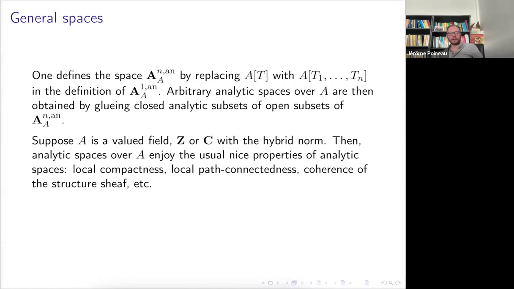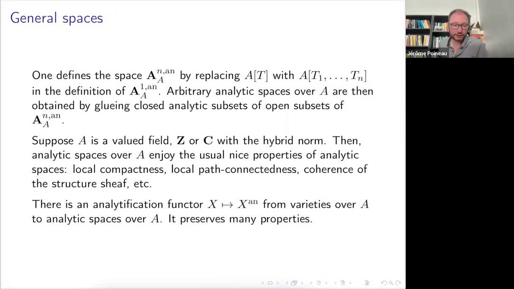Okay. And in the cases I mentioned before, valued field, Z, C with the hybrid norm, the analytic spaces have all the nice properties you expect: local compactness, local path connectedness, coherence of the structure sheaf, and so on and so forth. Something also very useful for us: there is an analytification functor from varieties over A, schemes of finite type if you want, to analytic spaces over A, and this preserves many properties. I guess it should be clear how to construct this functor.